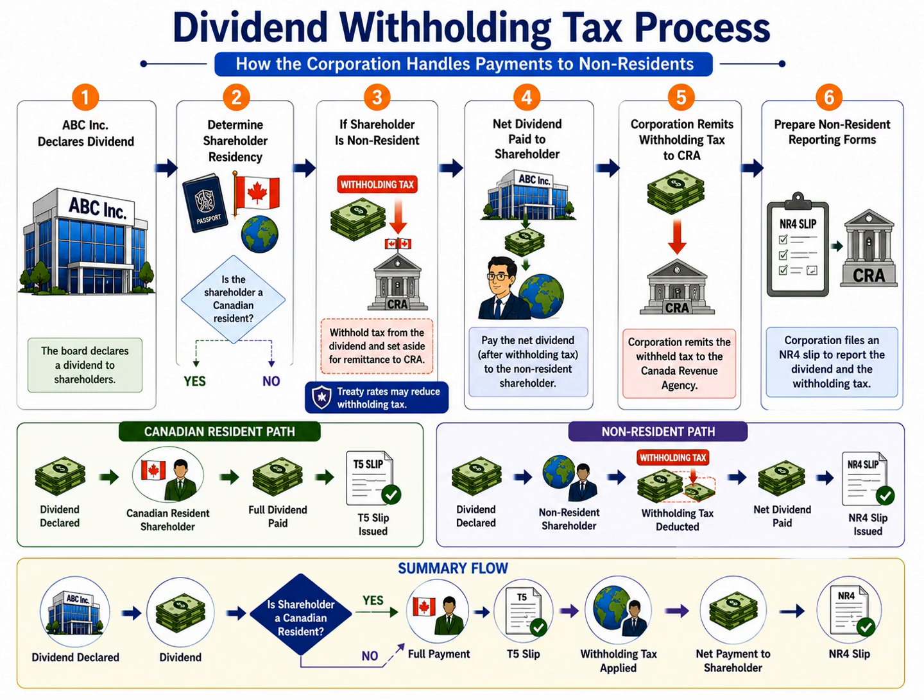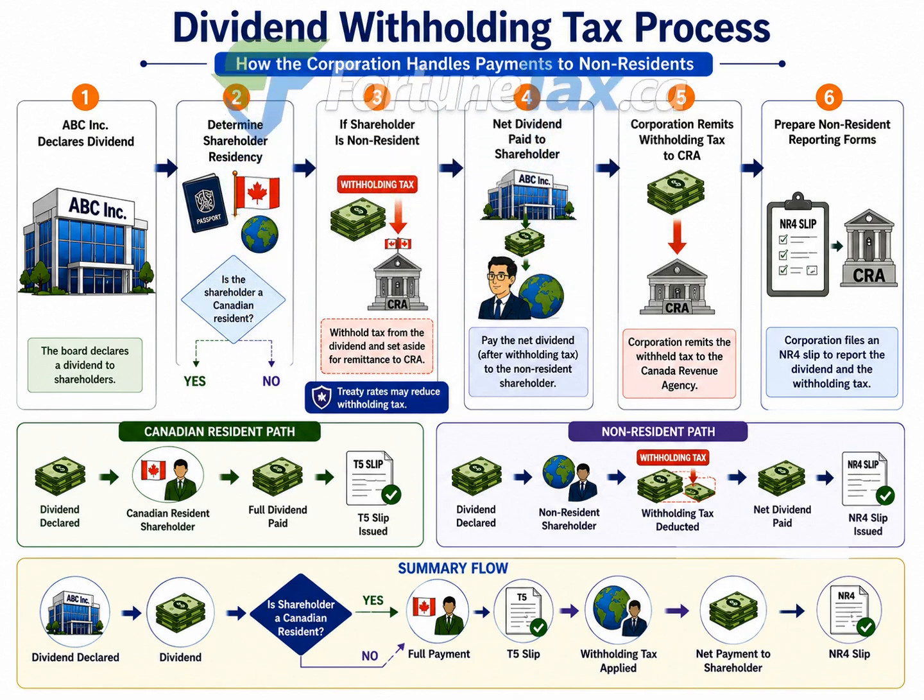If the shareholder is a Canadian resident, the process is straightforward. The corporation pays the full dividend directly to the shareholder, and at the end of the year, it reports the payment on a T5 information slip. If the shareholder is a non-resident, the process changes. Before making the payment, the corporation is generally required to withhold Part 13 withholding tax from the dividend. Instead of receiving the full amount, the shareholder receives only the net dividend after the withholding tax has been deducted.